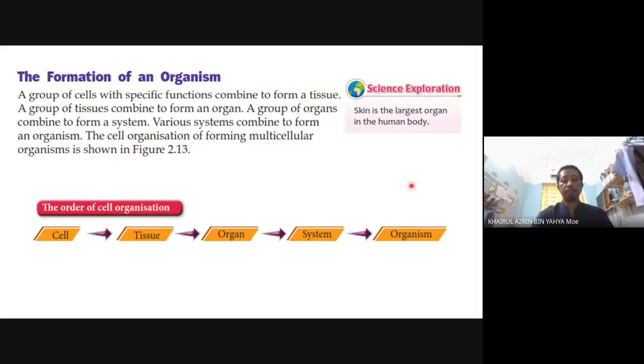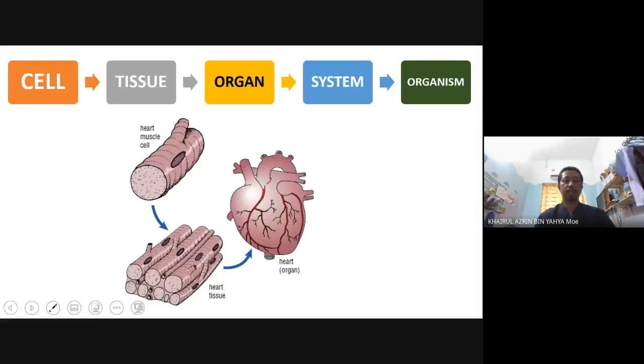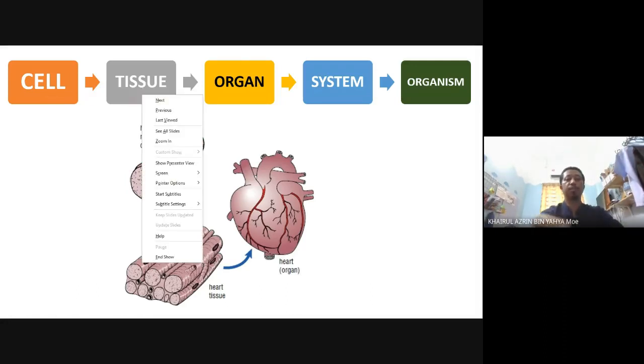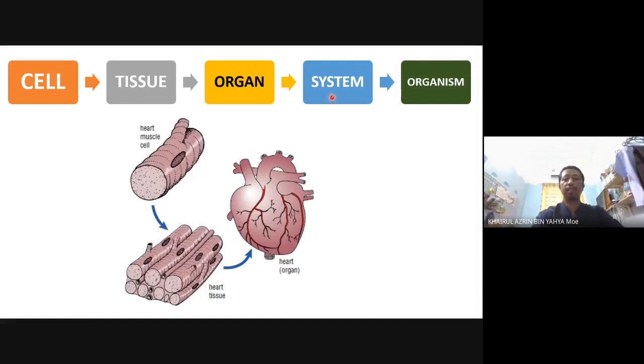Okay, so what is the largest organ in the human body? The answer is this one, skin, kulit, kulit manusia, human skin. Skin is the largest organ in the human body. Okay, so figure 2.13 is this one, and after this, okay, so again, this is cell, become tissue, tissue become organ, and then organ become system, and system become organism.